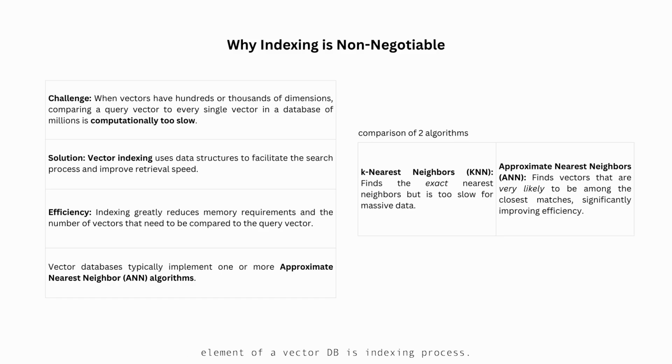This is why the second key element of a vector DB is the indexing process. Indexing maps the vectors into a highly efficient data structure, dramatically reducing computational cost and enhancing accessibility compared to searching raw embeddings. This is achieved using approximate nearest neighbor or ANN algorithms. Unlike the traditional k nearest neighbors, which finds exact nearest neighbors but is slow for massive datasets, ANN trades a minuscule amount of accuracy for a gigantic improvement in search efficiency.